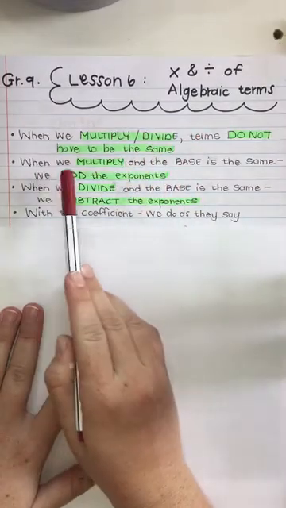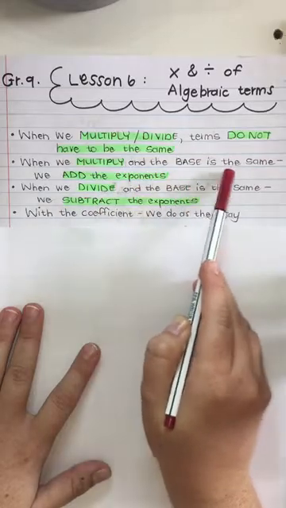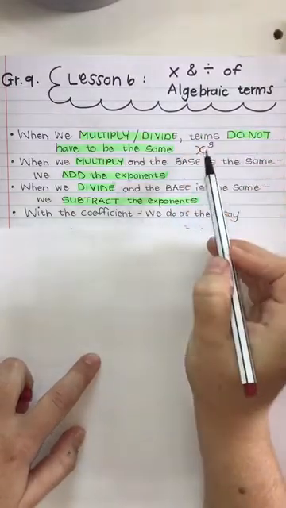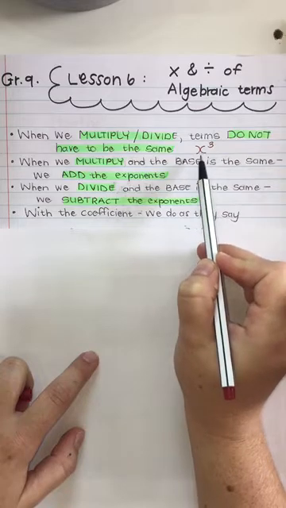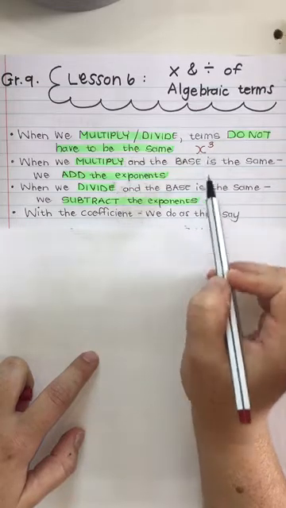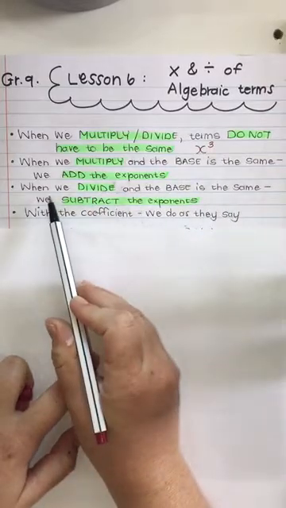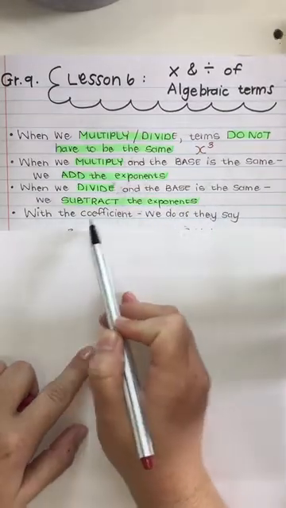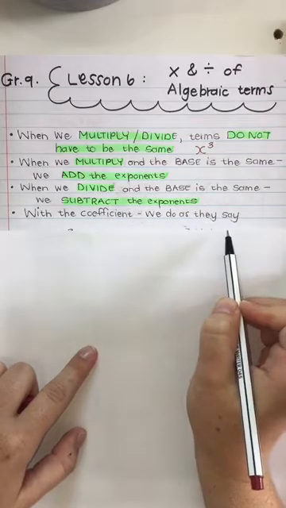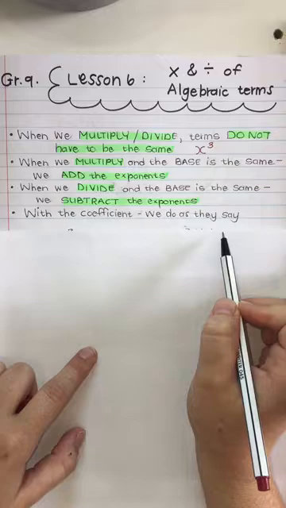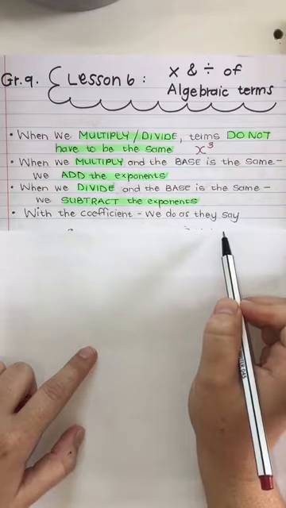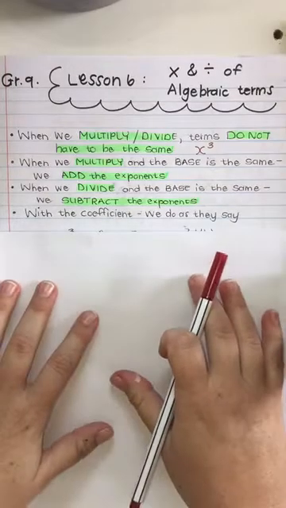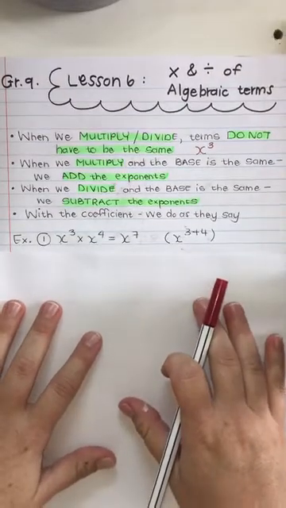Second rule: when we multiply and the base is the same, we add the exponents. Guys, this is a base. If we say x to the power of 3, the x is the base. The base must be the same in order to multiply two terms, and then we add the exponents. When we divide and the base is the same, we subtract the exponents, and when we work with the coefficients, we do as they say. If it says we have to divide, then we divide the coefficients. If they want us to multiply them, we multiply them. So that is easy. Guys, you have to know the rules because they differ from the adding and subtracting rules. Okay, let's do an example.